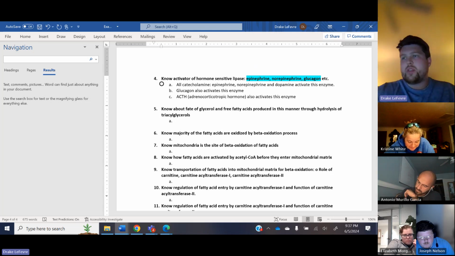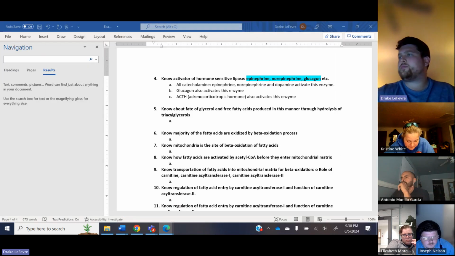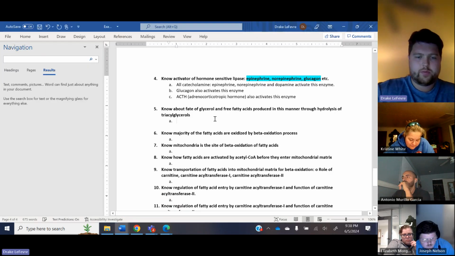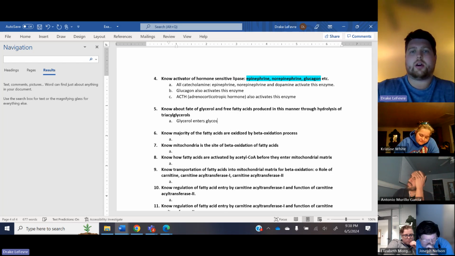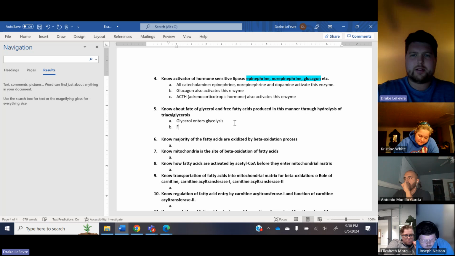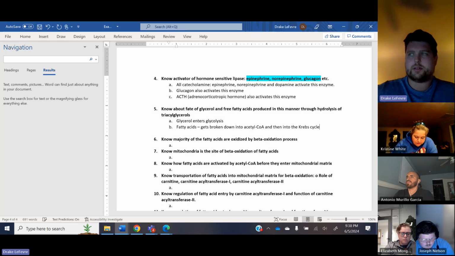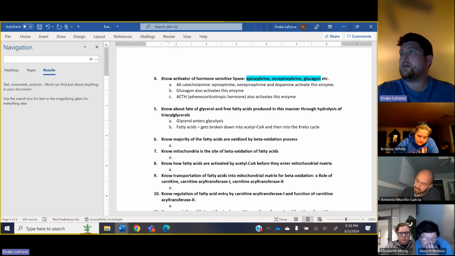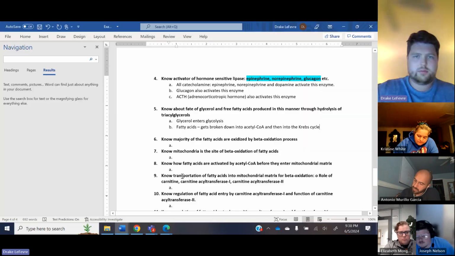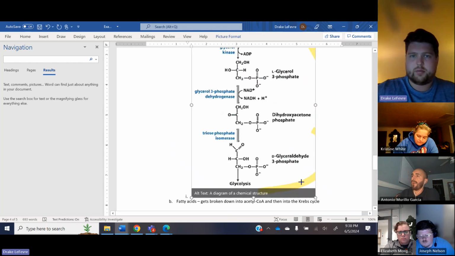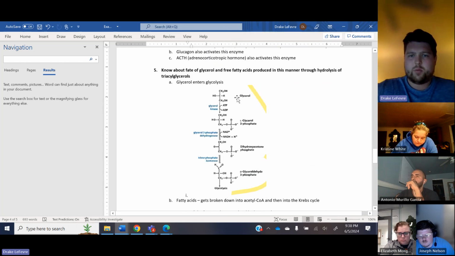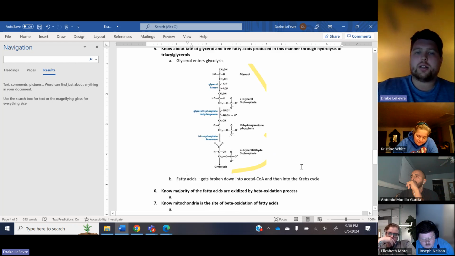The fate of glycerol and free fatty acids. Glycerol enters glycolysis. It's not usually a big point. Fatty acids get broken down into acetyl CoA and then into the Krebs cycle. I don't remember him really having a question about this specific part, but if he does, this is what it's going to be about. It's going to be something like what's the fate of glycerol? Basically, it turns into glyceraldehyde 3-phosphate and goes into glycolysis.